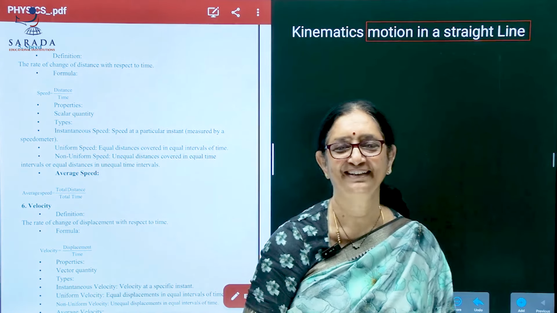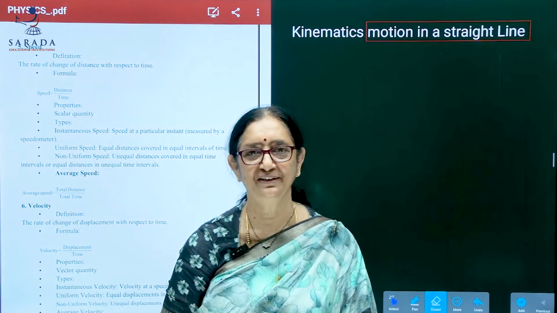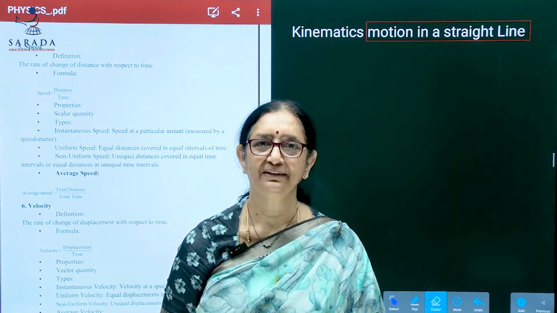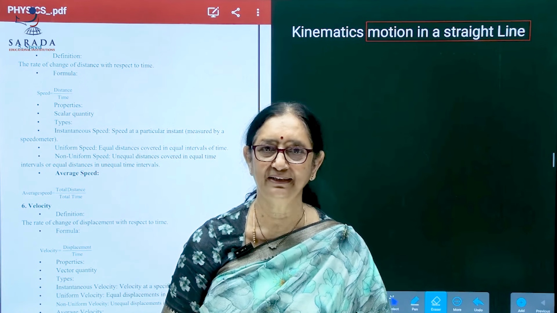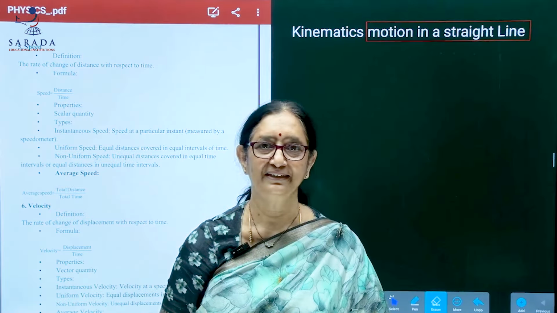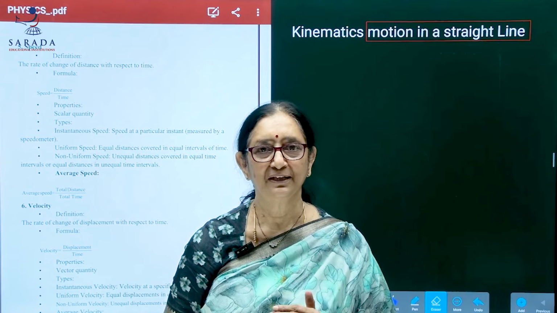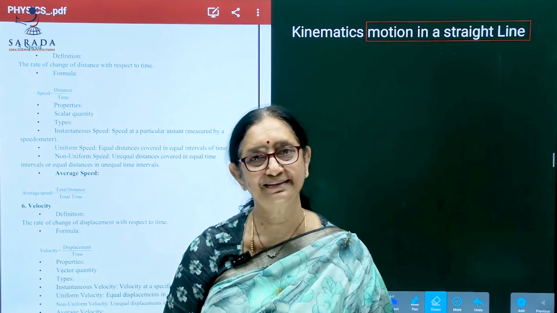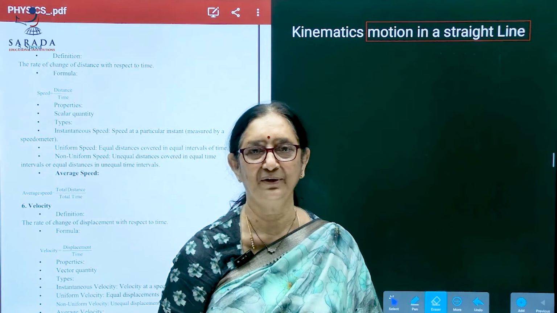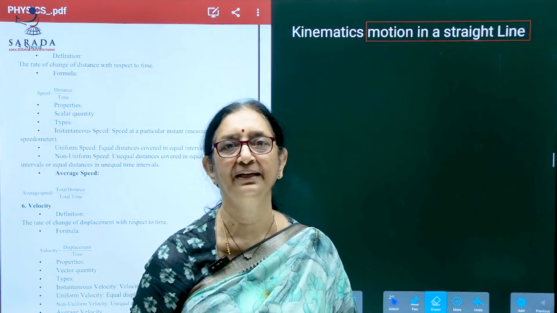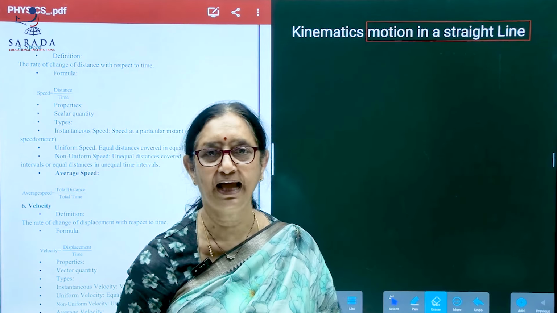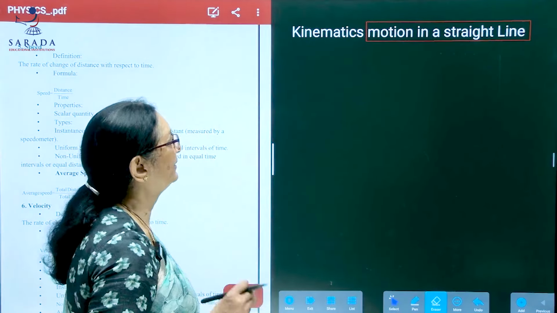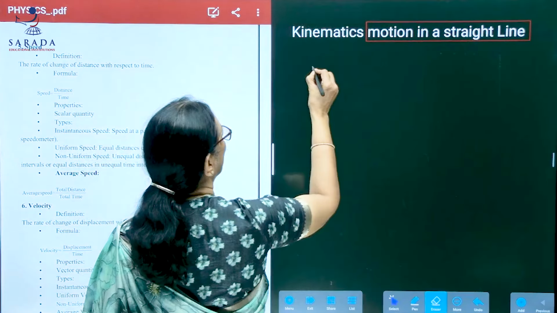Good morning. In this session, I'm going to continue with motion in a straight line. Yesterday I completed the distance and displacement concept. Today, let us start with speed. Then we go to velocity. If there is time, we go for average velocity and so on. So, let us start with speed.